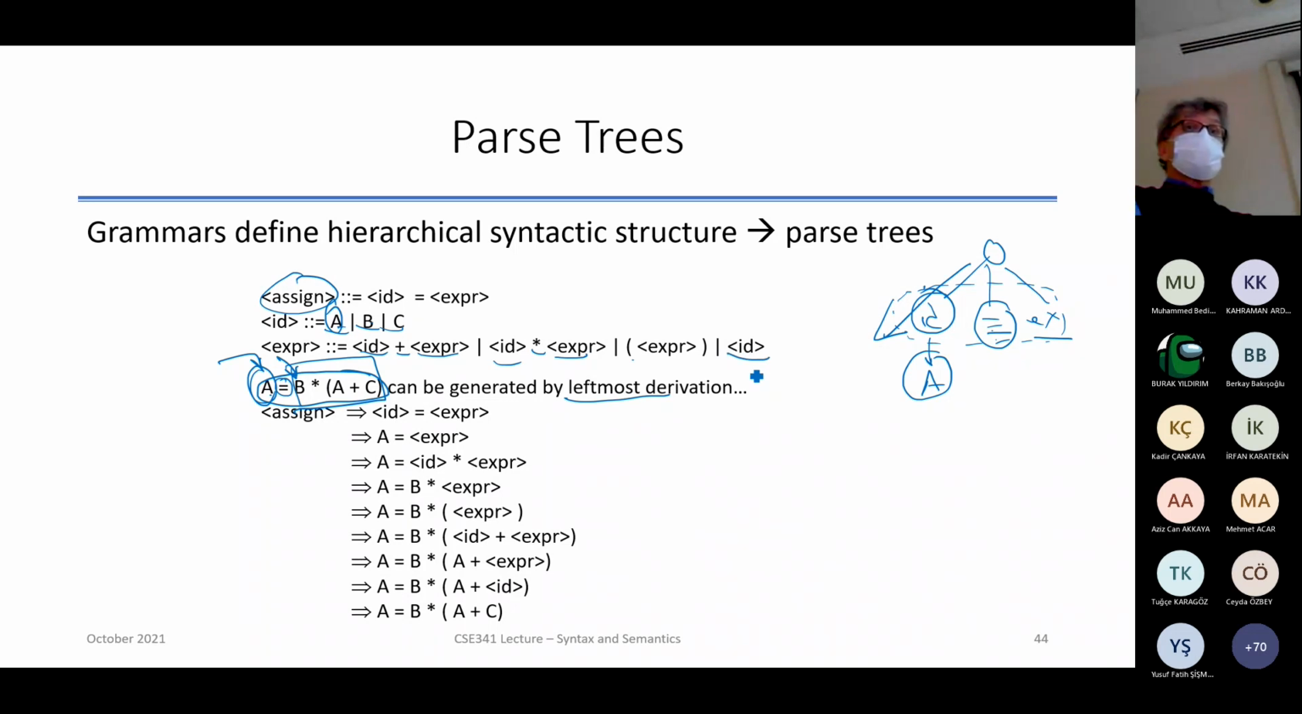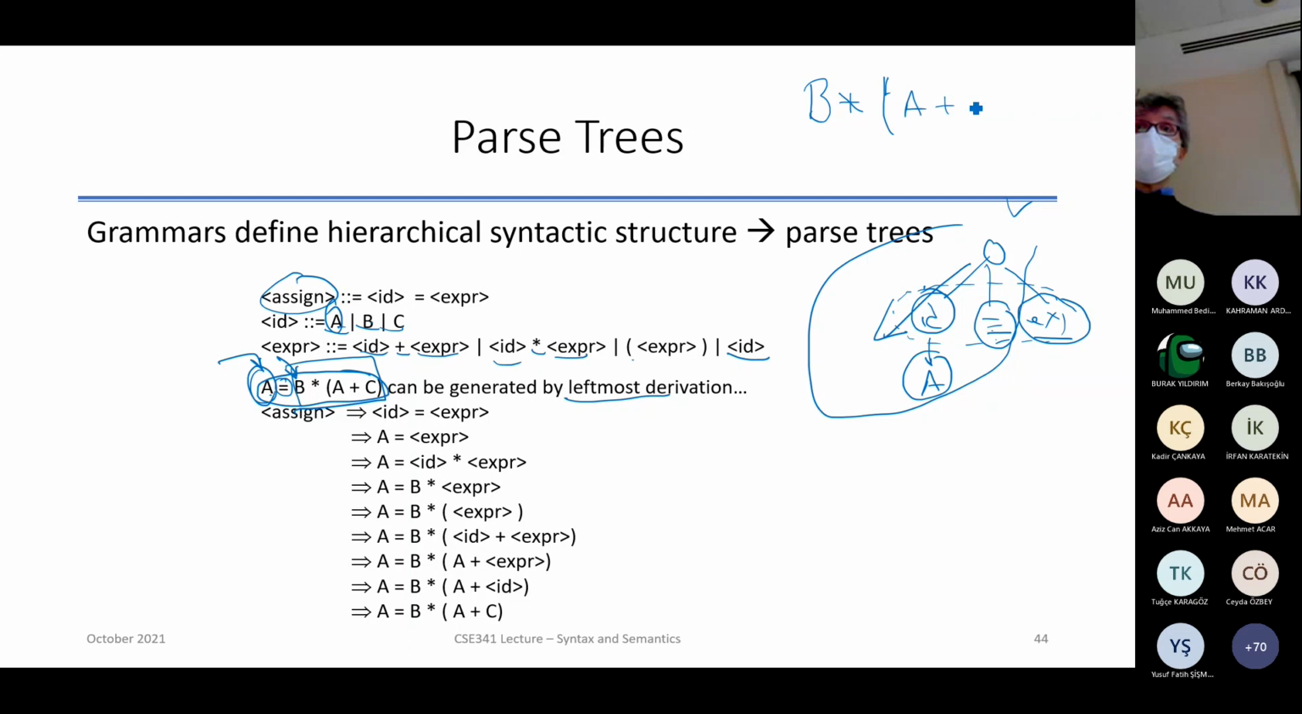Why second? Why not third? No, why not first? Yes, but there is also addition. No, so I am here. So think about it this way. I am here now. Forget about this part. This is done now. So this is checked. This is finished. So I am here, and my input is this: b times, no, b times here, a plus c.